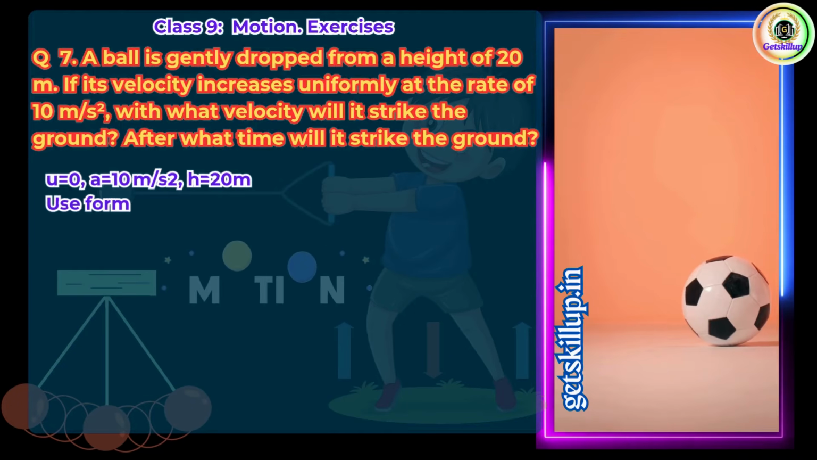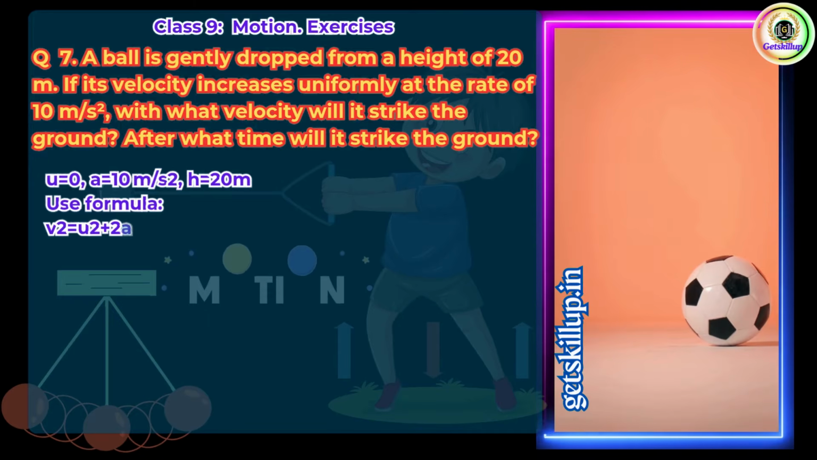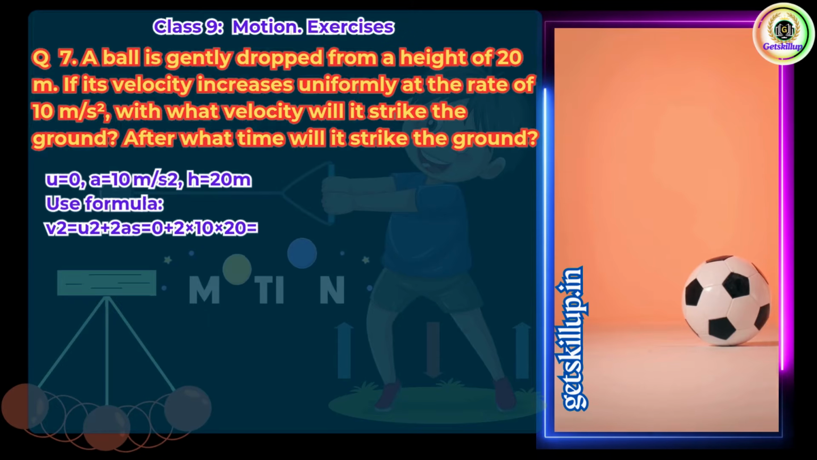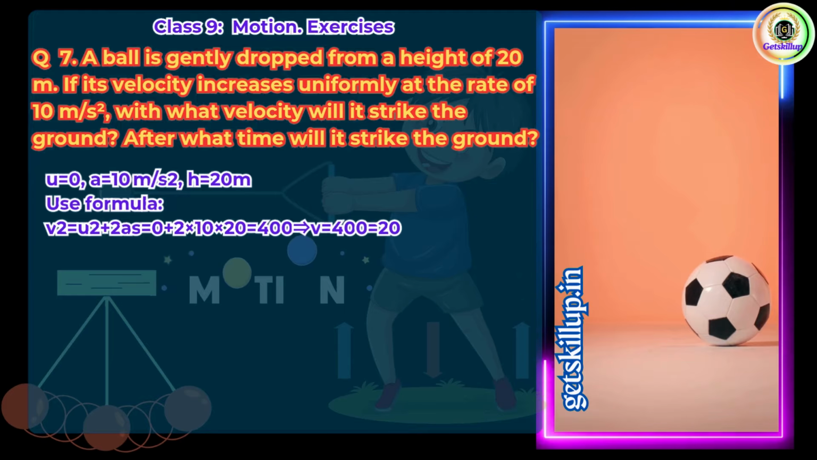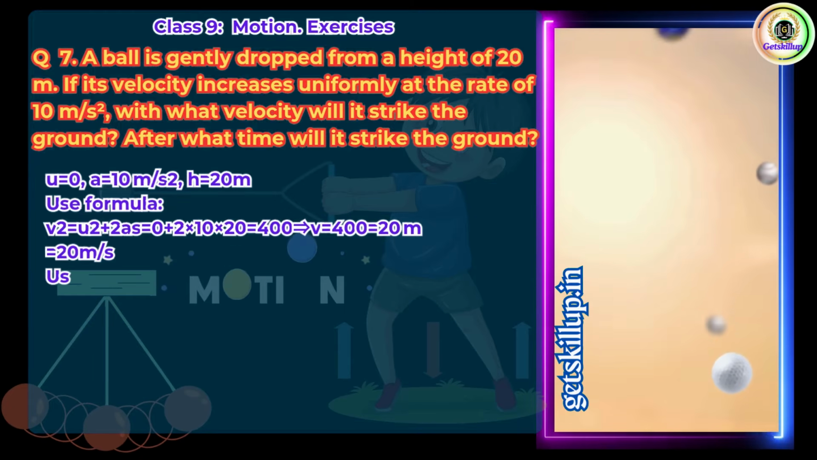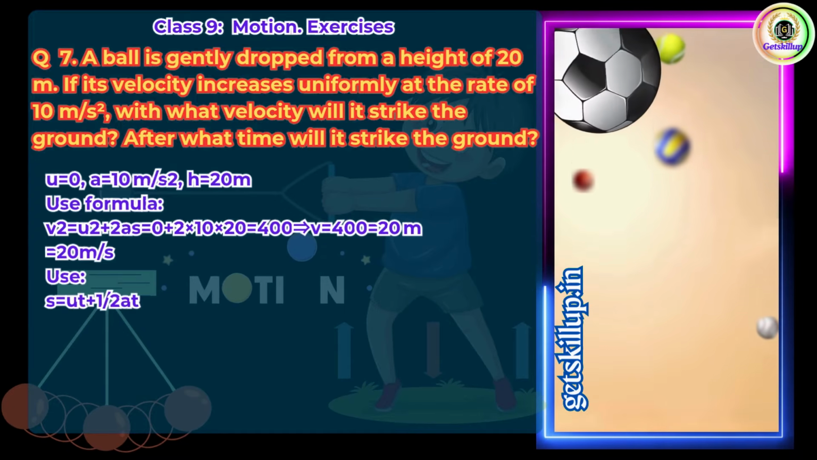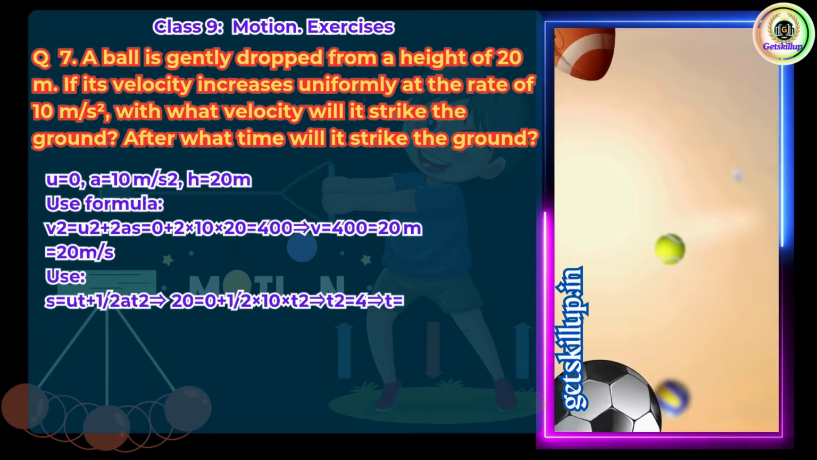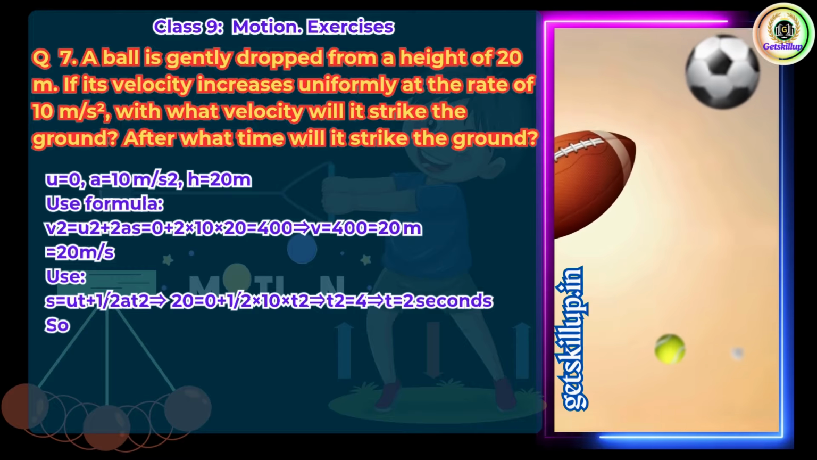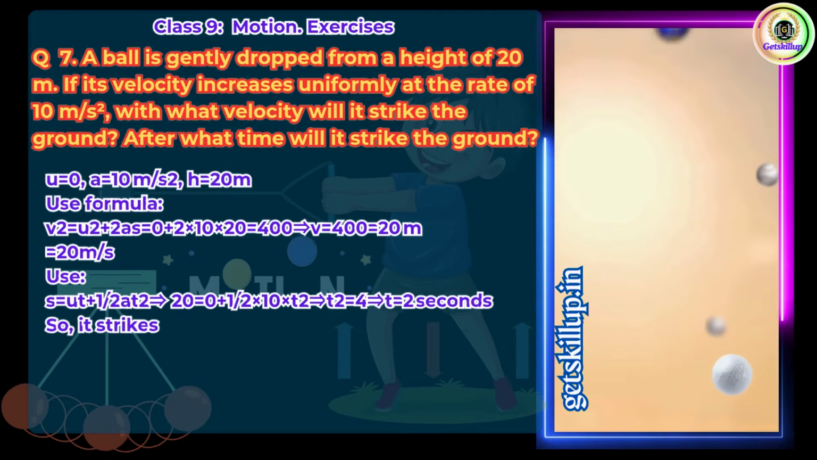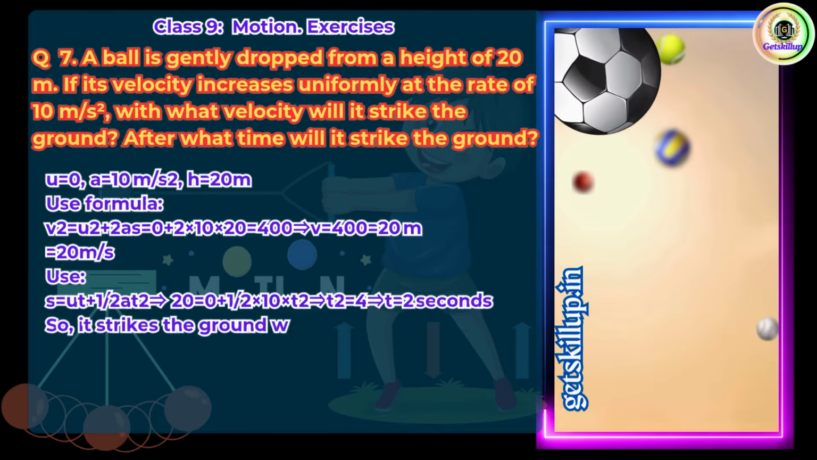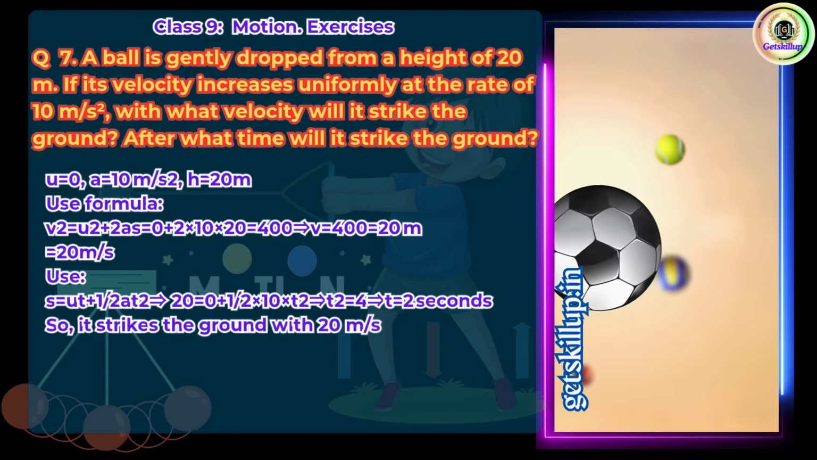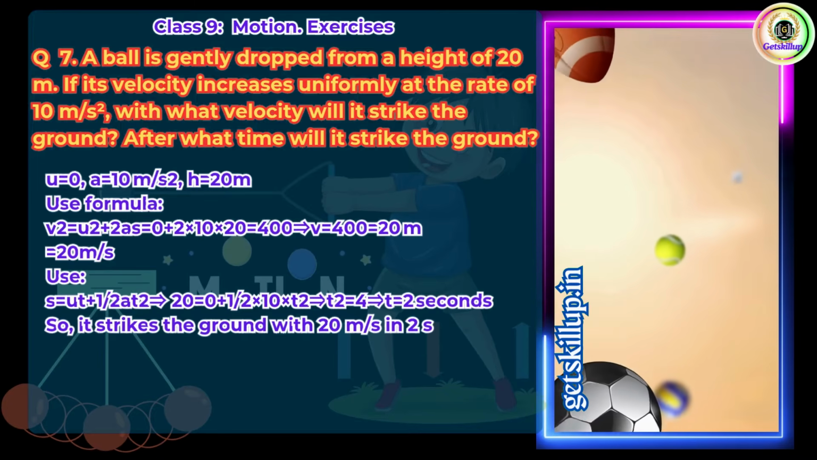Using the formula v square equals u square plus 2as, which is 0 plus 2 into 10 into 20, which is equal to 400. v equals square root of 400, which is equal to 20 meter per second. Use s equals ut plus half at square, which is 20 equals 0 plus 1 by 2 into 10 into t square, which is t square equals 4, which is equal to t equals 2 seconds. So, it strikes the ground with 20 meter per second in 2 seconds.